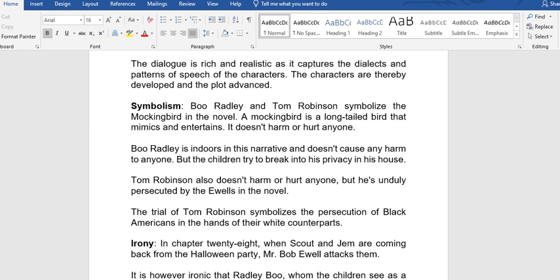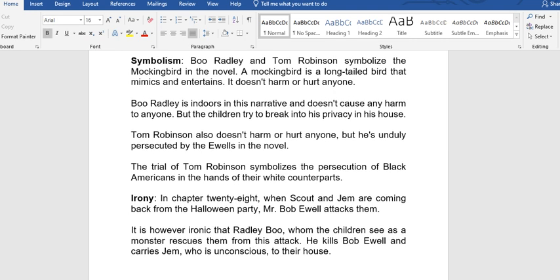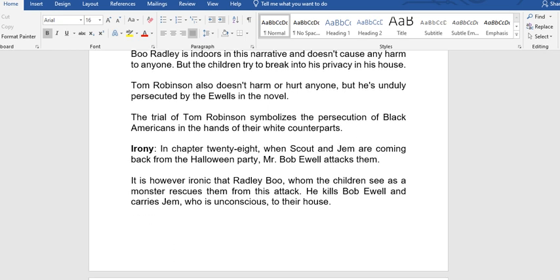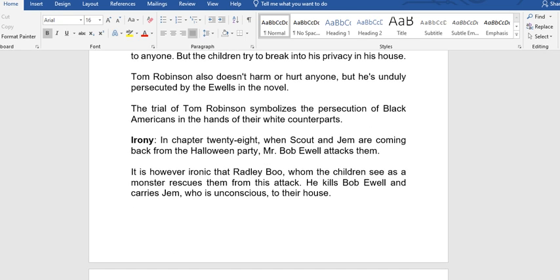Boo Radley is indoors in this narrative and doesn't cause any harm to anyone, but the children try to break into his privacy in his house. Tom Robinson also doesn't harm or hurt anyone, but is unduly persecuted by the Ewells in the novel. The trial of Tom Robinson symbolizes the persecution of black Americans in the hands of their white counterparts.